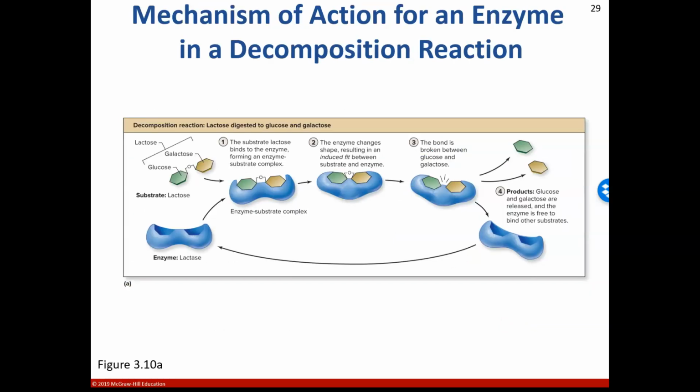And here is a figure that shows us a decomposition reaction. So we could see here that we have lactose, and the lactose is going to be our substrate. So that attaches to the active site on our enzyme, forming that enzyme substrate complex, and the reaction is going to move forward. That bond is going to break and move into our products, which are released from that enzyme, and we have glucose and galactose as a result.